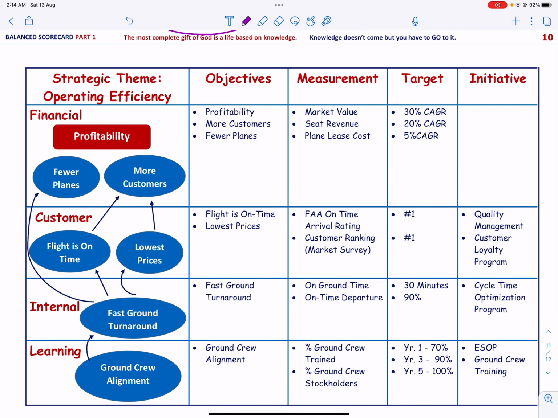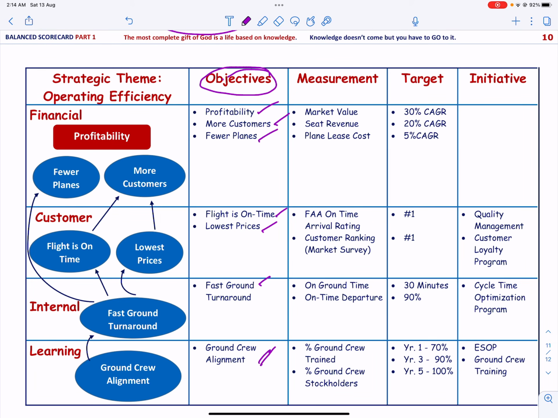This is an illustration of Southwest Airlines, and as you can see, the company's objective is to increase profitability, have more customers and have fewer planes. They also want to have flights on time. They want to have the lowest prices. They want to have fast ground turnaround. So they want the customers to board and disembark quickly, and they want employees to be trained.